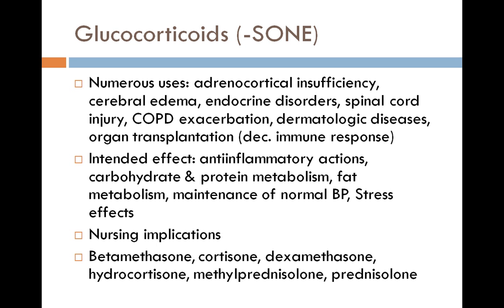The intended effect of glucocorticoids, well, they may have anti-inflammatory actions. They're used for fat metabolism. They're needed for maintenance of normal blood pressure, and they also have stress effects. And so you see down here some of the more commonly used glucocorticoids. Most of us have seen prednisone before. We've given it, we've probably used it, or we've had children to use it. So these are some commonly used medications.